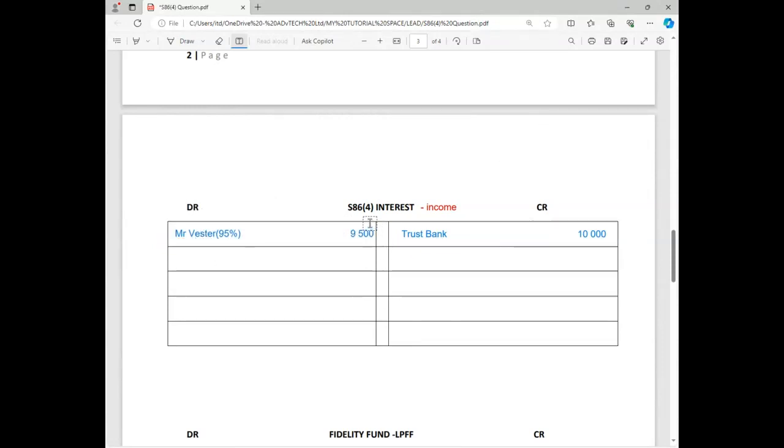Remember, we're using section 86, so 95% goes to the client and the remainder will go to the Fidelity Fund, or PFF. So again, I'm going to take the remaining part to the fund. Can you see now? So when you edit, it goes back to what? To 10,000. Can you see now?